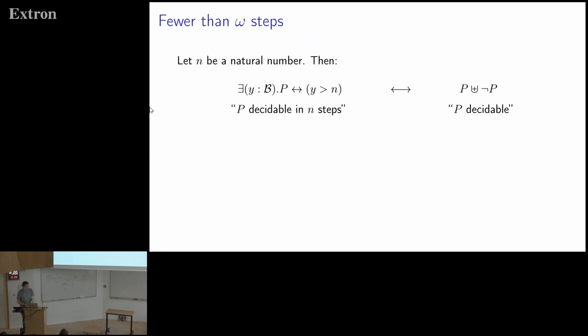Okay, so let's see what ordinals alpha make sense here. I mean, for which ones we have examples. So if n is a natural number, then saying that P is decidable in n steps, well, it's not very surprising that this means that P is decidable, because we have said before that y larger than n is decidable. So this here is essentially a Boolean. So we can just have a look at this one to check whether P holds or not. And there's really nothing more to say about this finite case. It's just that.